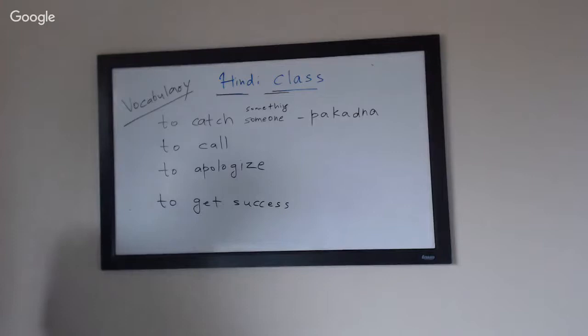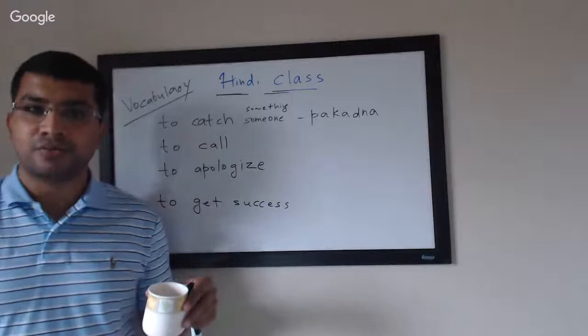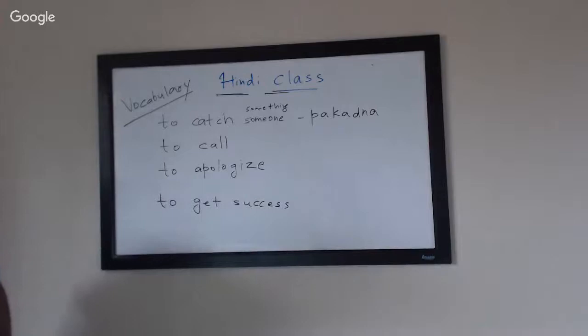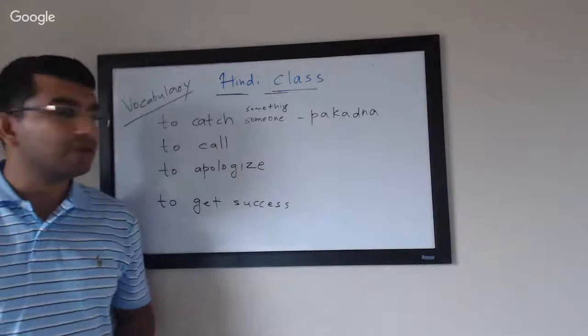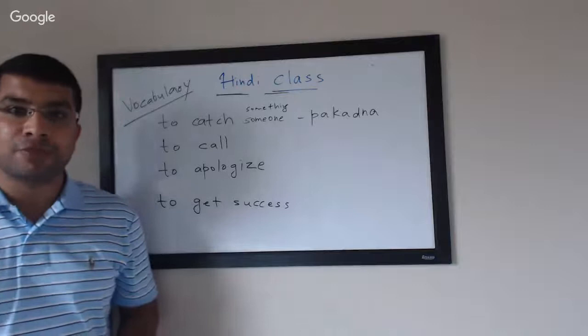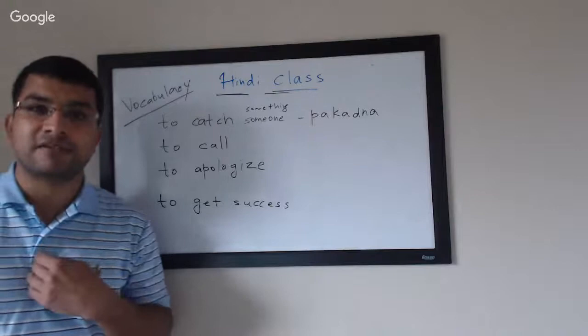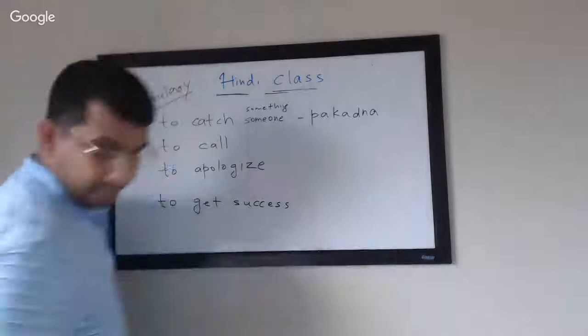For example, I can say, main cup pakadta hun, that I get hold of it. Pakadna is the infinitive form, but when I say I hold the cup, I'm saying it in the present indefinite form. So the conjugation is pakadna becomes pakadta because I'm saying it for myself. Main pakadta hun. Pakadna.